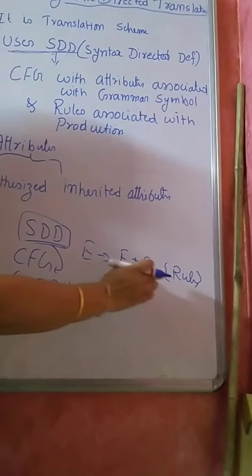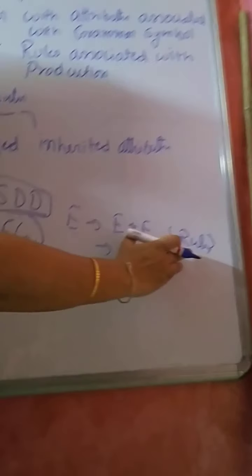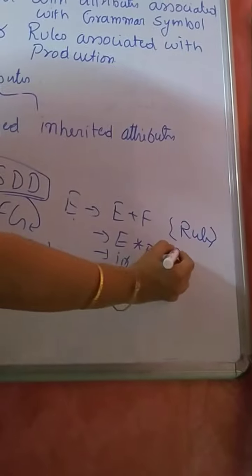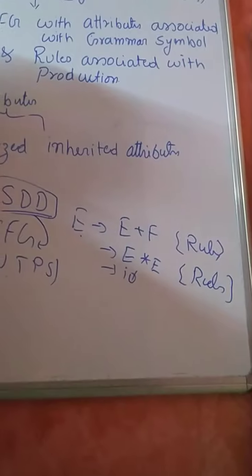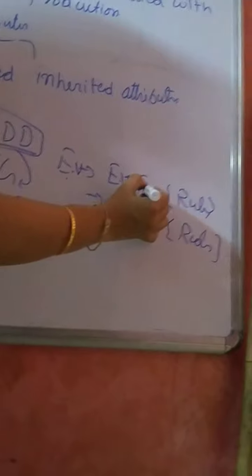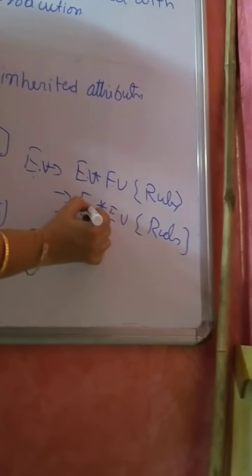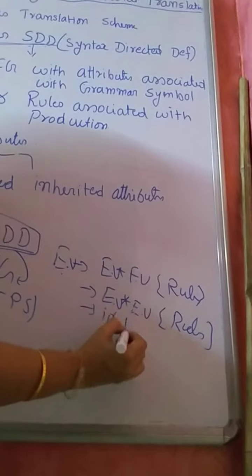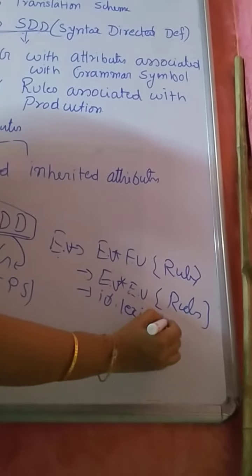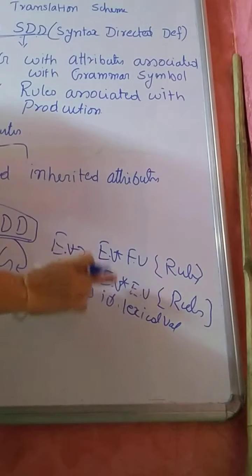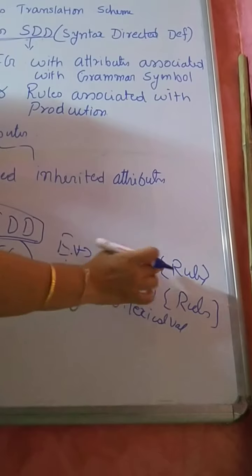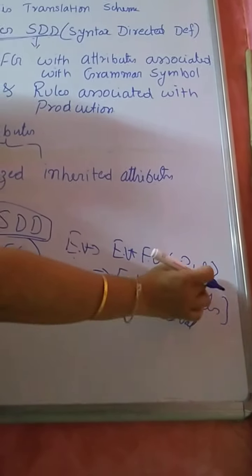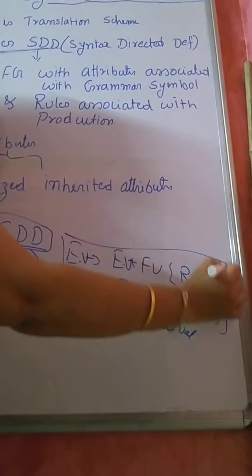the productions. The rules are also called the fragments, or the actions. The rules or actions will be associated with the productions, and the values will be associated with the grammar symbols, the lexical values. So the values will be associated with your grammar symbols, for both terminals and non-terminals, and with each production the rules will be associated. That is called an SDD.